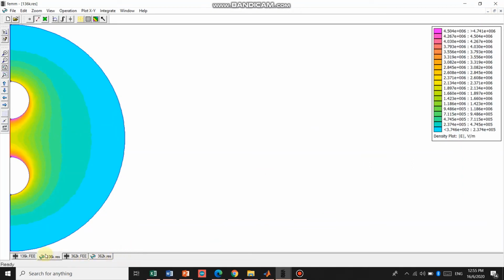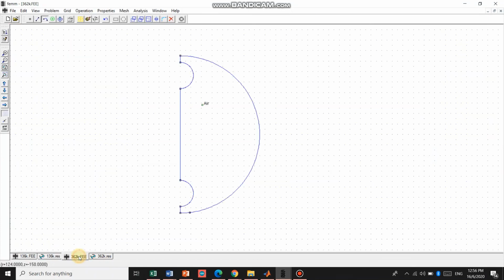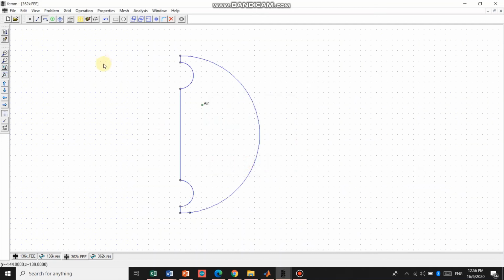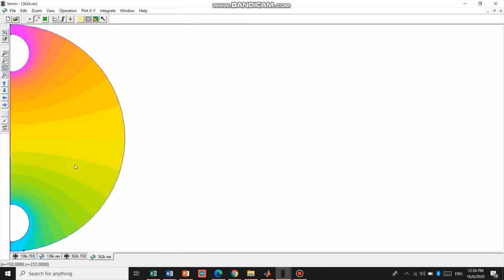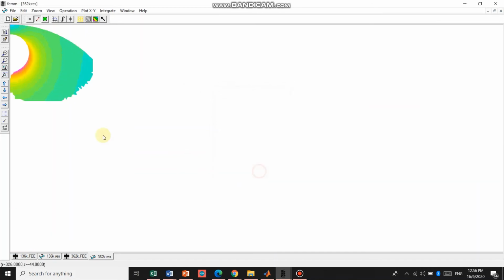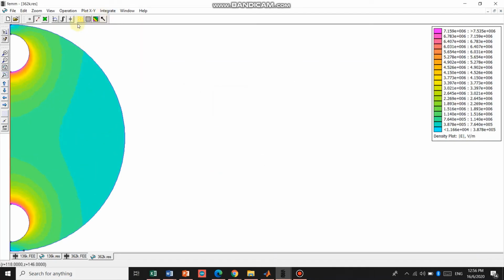For a bigger gap distance, which is 17.5 cm, we define the upper arc as 362 kilovolt and the ground arc as ground, 0 volt. In the simulation, you can see the gradient of field intensity. The field intensity becomes greater as the gap is increasing.